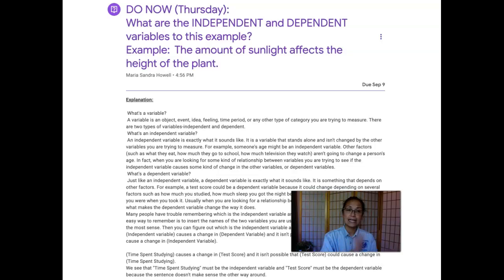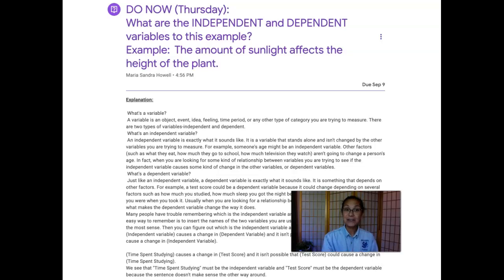Which one is the independent variable? And which one is the dependent variable? What can you change and what can you measure? Right? So what can you change? Can you change the height of the plant, or can you change the amount of sunlight? And then what can you measure? Can you measure the amount of sunlight, or can you measure the height of the plant?